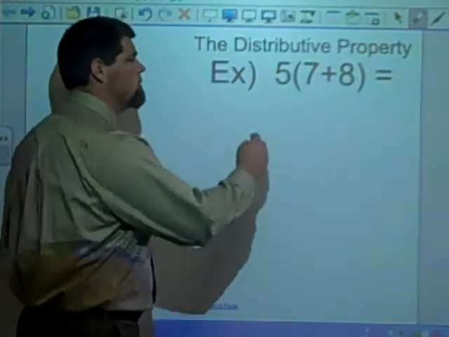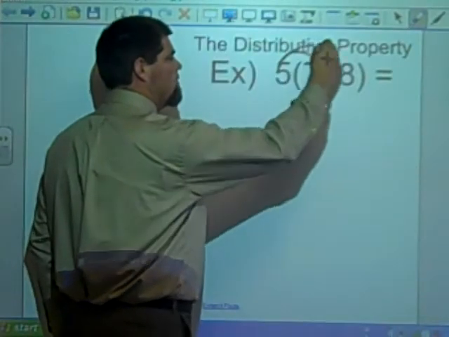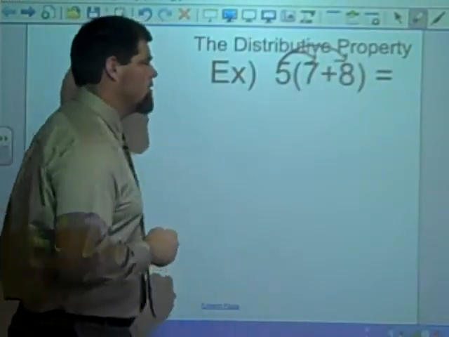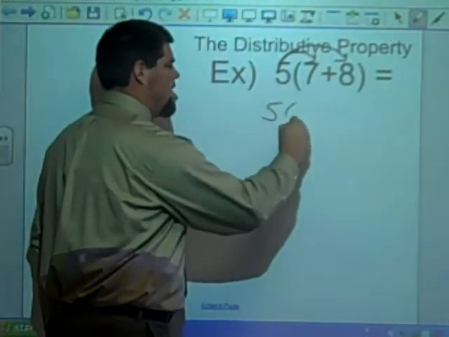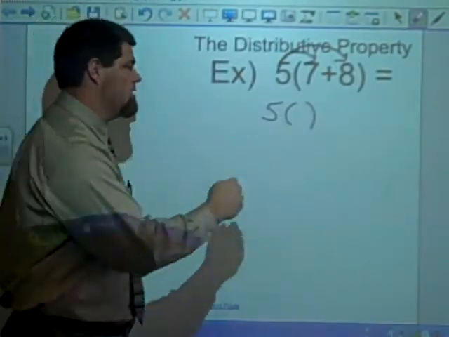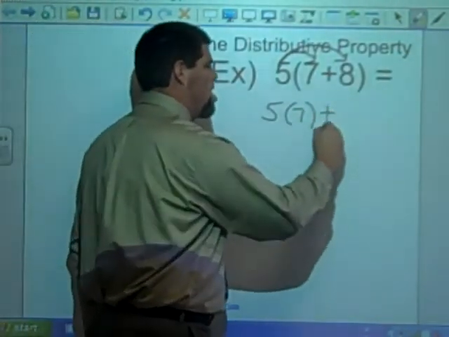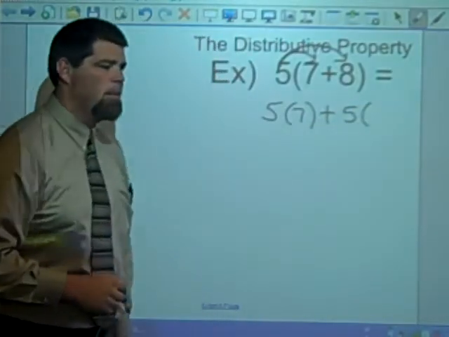Now, if we're going to multiply this 5 inside the parentheses, we're going to multiply it to the 7. Then we're going to multiply it to the 8. So when I rewrite this equation, we're going to say that 5 times what? 7. 5 times 7. Okay? Plus, we got to bring our operation now. 5 times what? 8.